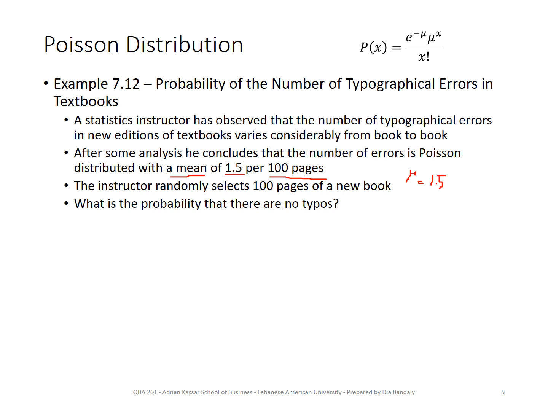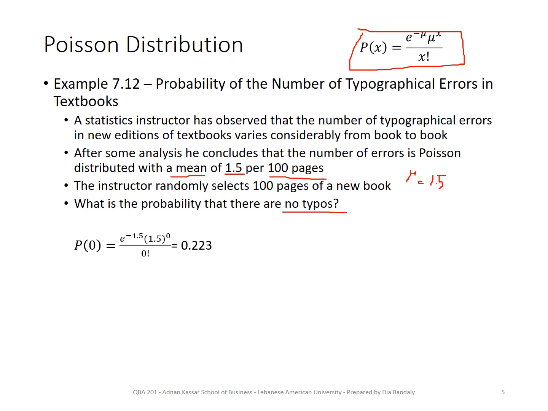So the instructor is randomly selecting 100 pages of the new textbook, and the question is what is the probability that there are no typos. When we define x as the number of errors in 100 pages, we're talking about p of 0 here. I'm showing you the equation that we use to find the probability of x, just to remind you how to do it. And now let's do p of 0.